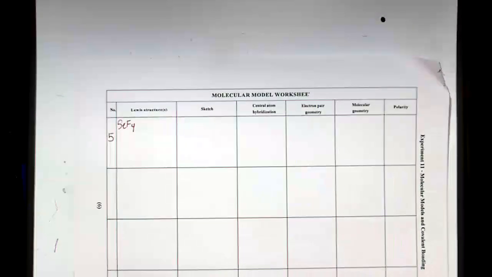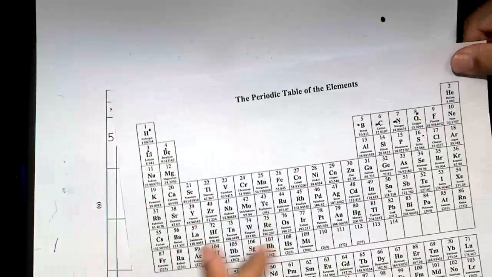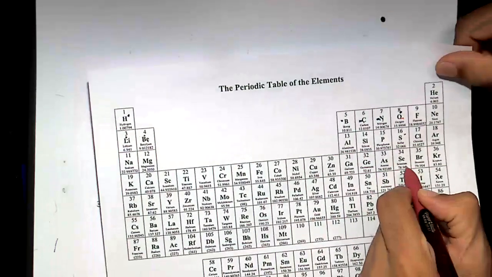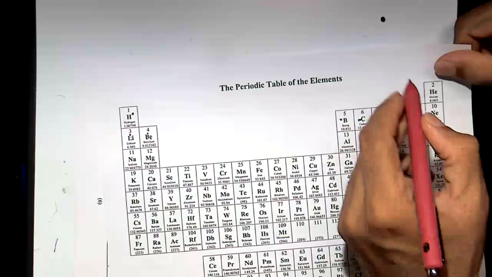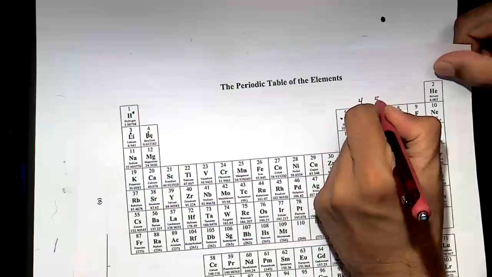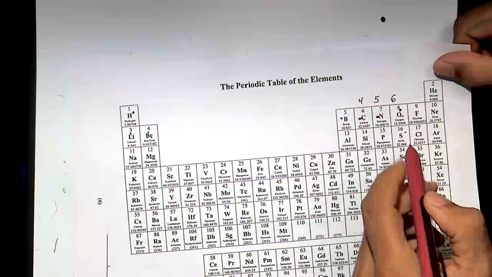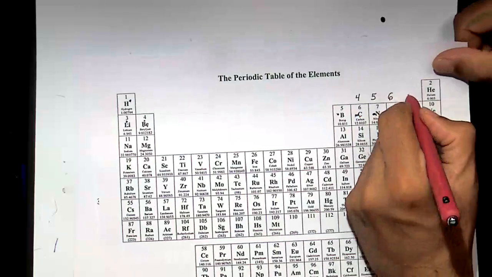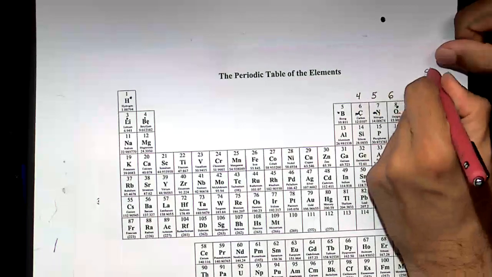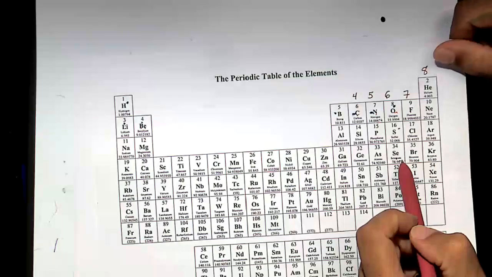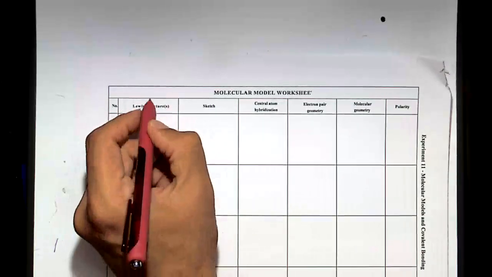Where is selenium? Selenium is under oxygen. And what is oxygen happy at? Carbon is happy at 4, nitrogen happy at 5, oxygen's happy at 6. So selenium will also be happy at 6. Halogens are happy at 7. These guys are full at 8. So yes, selenium is happy at 6.